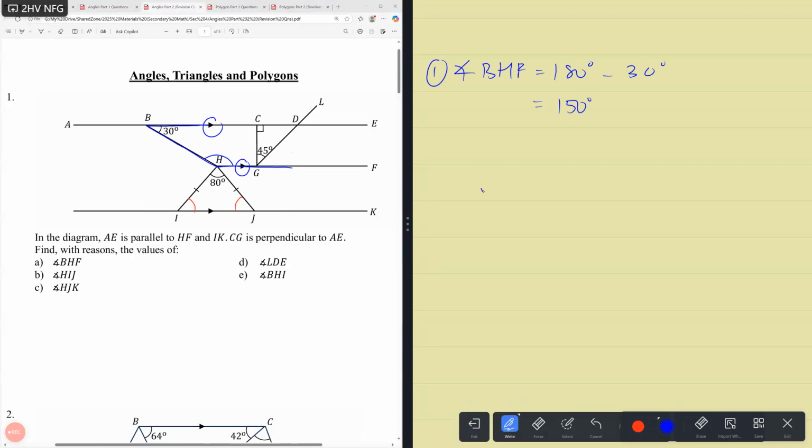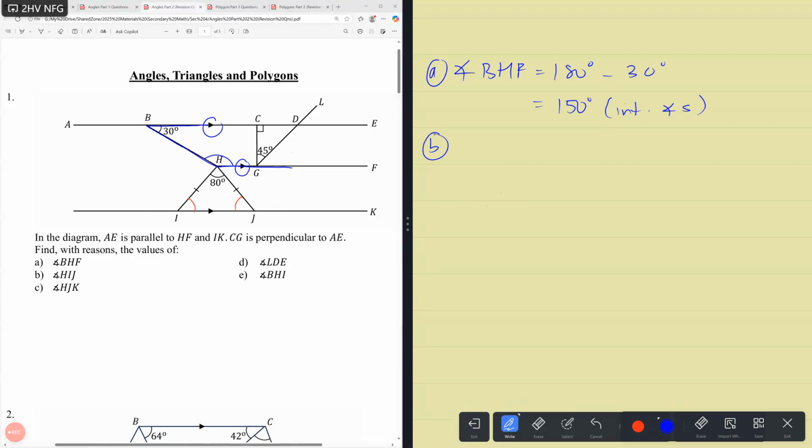The reason it is 150 is because they are interior angles. That's for part A, not part 1, part A. Right, let's look at part B.